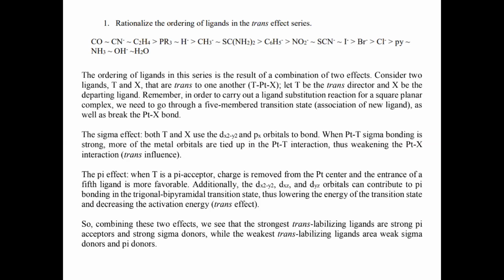And so when the sigma bonding is strong, the metal orbitals are more tied up in that interaction. So in that case of a metal with 4 of the same type of ligand, if all the ligands are strong sigma donors, then all of the bonds between the metal and the ligand in that complex are relatively weak. Does that answer your question? Okay, cool.